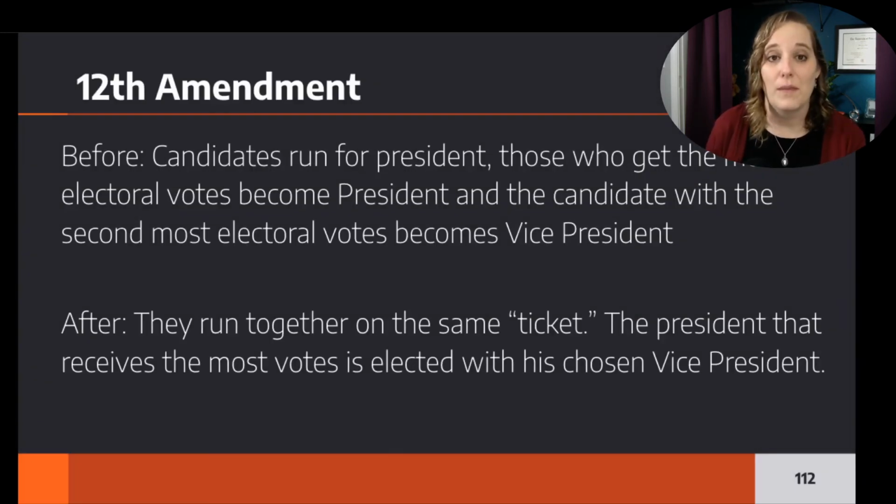Don't forget the 12th Amendment. The 12th Amendment did change the Electoral College just a little bit. Originally, the person who won the most Electoral College votes became president, and the person who had the second most became vice president. With the 12th Amendment, we changed it so that presidents and vice presidents ran together, so we didn't end up having a president and a vice president from different parties.